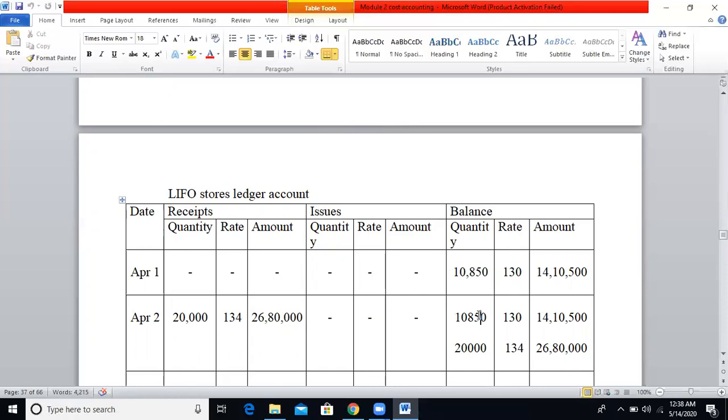In the balance column, still we are having the opening balance of 10,850 at the rate of 130. The total value will be 14 lakh 10,500, and the new purchase, that is 20,000 quantities at the rate of 134. If you calculate, you will get the total value as 26 lakh 80,000.